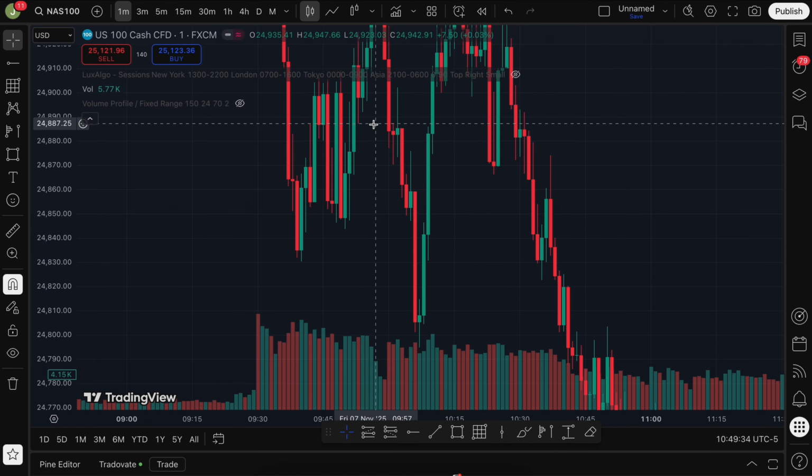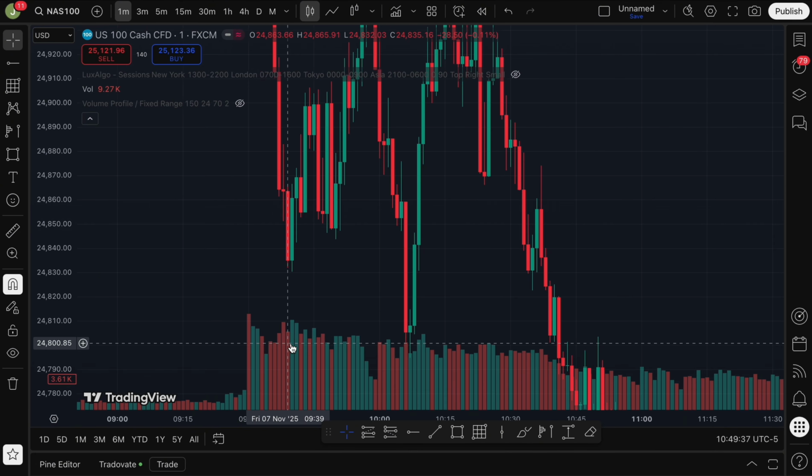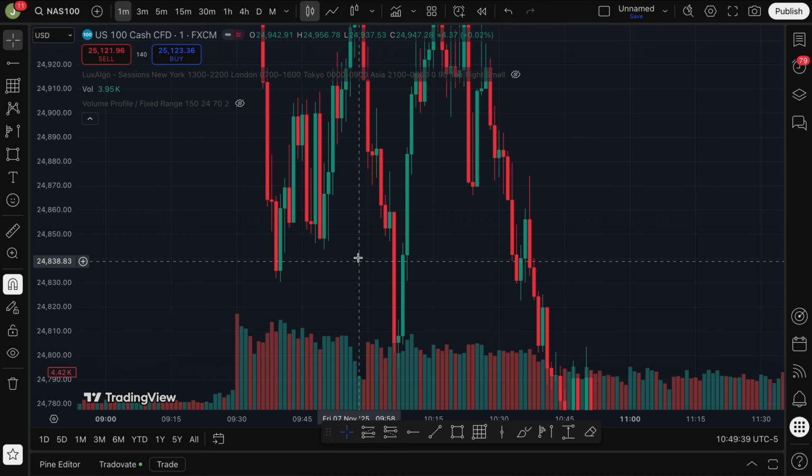This is just a volume indicator. I could have told, hey, there was a lot of selling, so maybe this is not a good opportunity to buy.